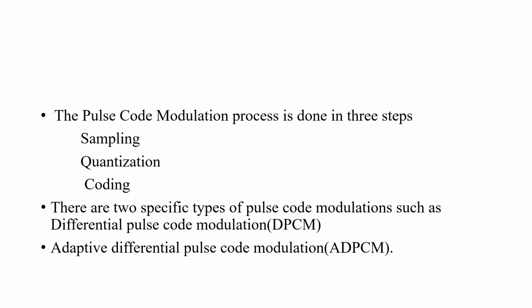Pulse code modulation is done in three steps. One is sampling, the next step is quantization, and the third is coding. There are two specific types of pulse code modulation, named differential pulse code modulation and adaptive differential pulse code modulation, which can be represented as DPCM and ADPCM.